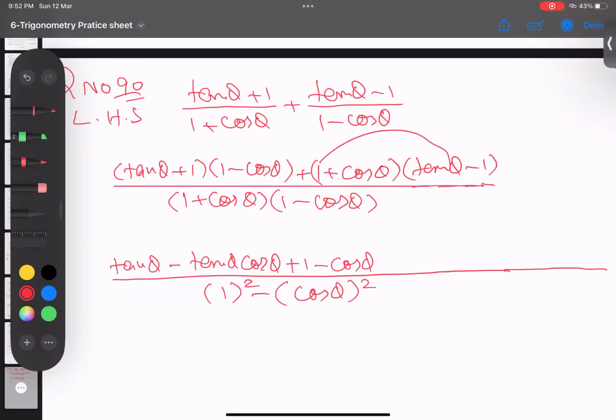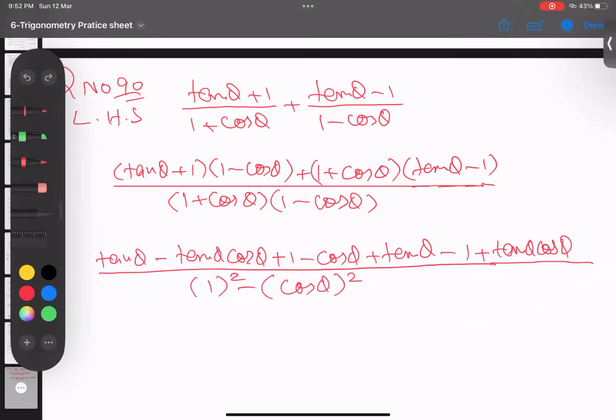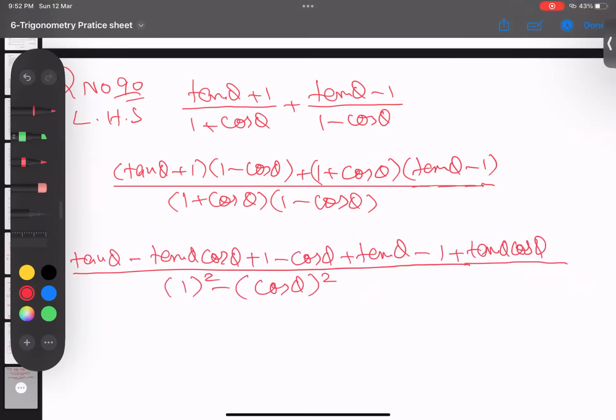Same approach, I will do the other one. 1 times tan gives tan theta. 1 times 1 gives 1. Cos times tan is cos and tan; you can write it in either order, no issue at all. And cos into 1 gives minus cos. So I'm writing here minus cos. I think this part is very, very clear.